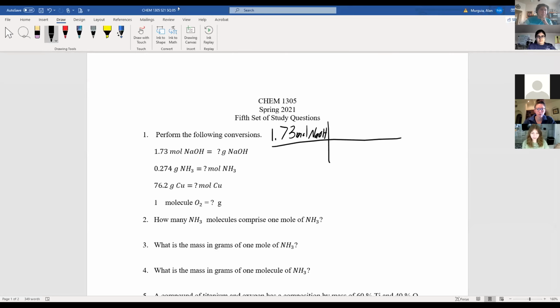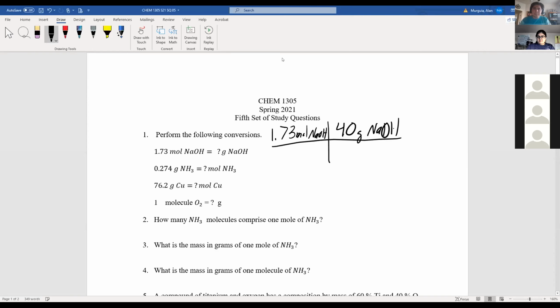Who can tell me? Anyone can. What was the question again? 40. It's like 39, 30 something. I got 40. 40, 39 point, etc. Yeah, around the same stuff, right? I rounded. We'll put 40 grams of sodium hydroxide.